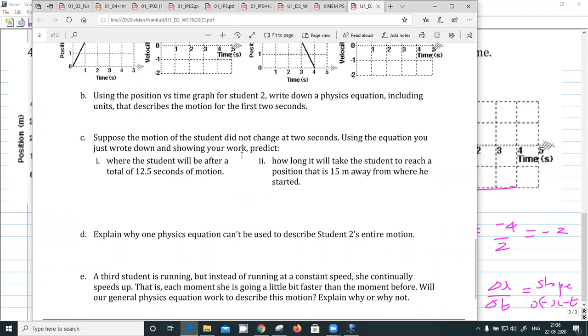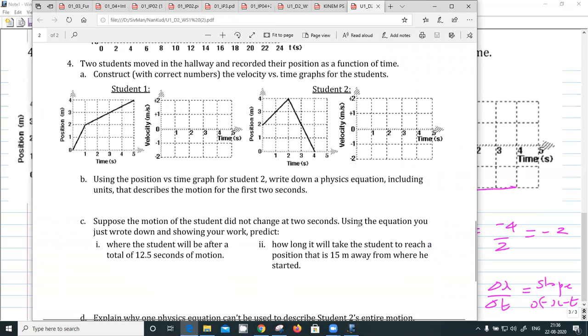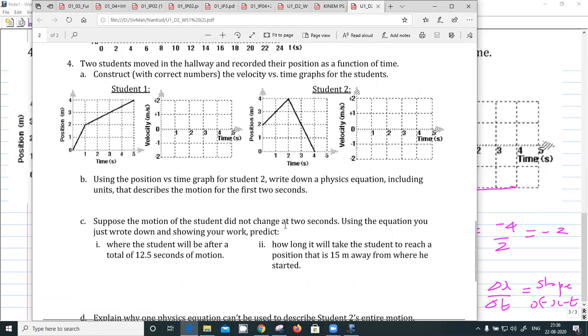Suppose the motion of the student did not change at 2 seconds. Which student? Both the students. Using the equation, write down and show your work. Predict where the student will be after 12.5 seconds. How long will it take the student to reach the position that is 15 meters away from where he started? You understood the question?